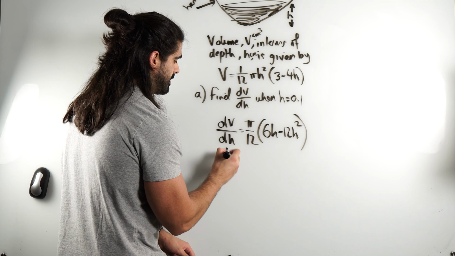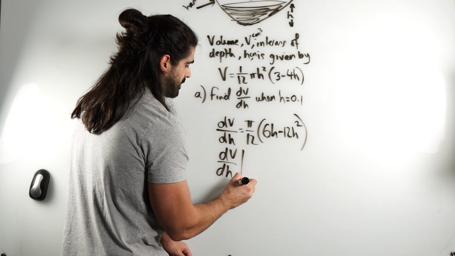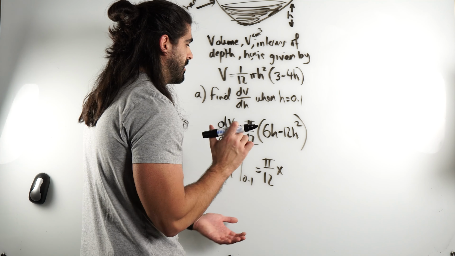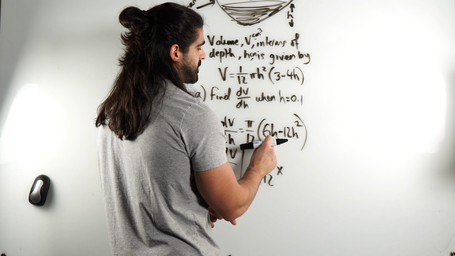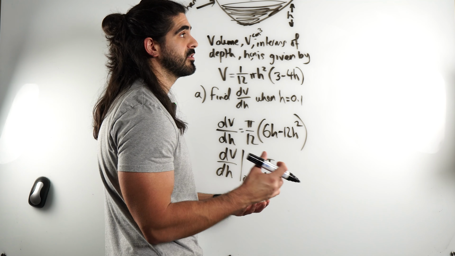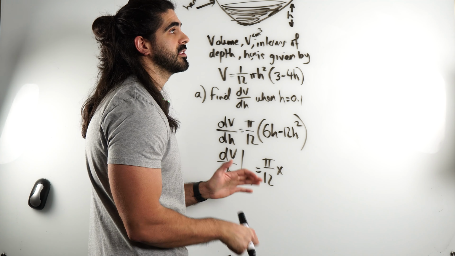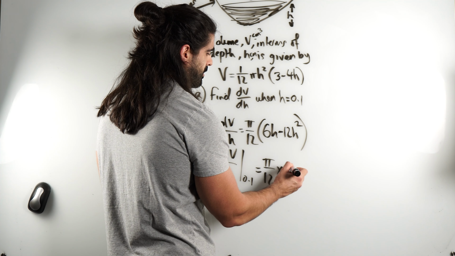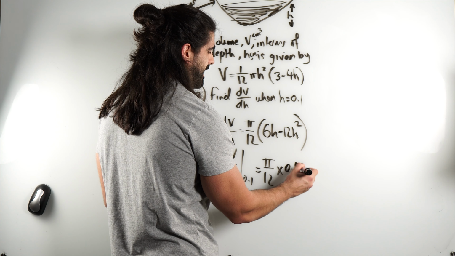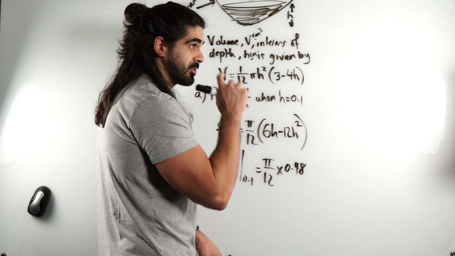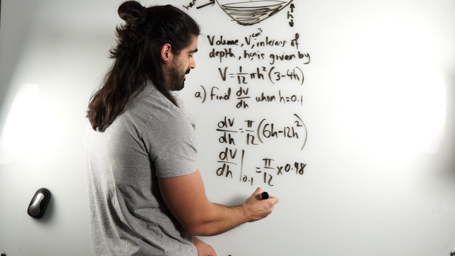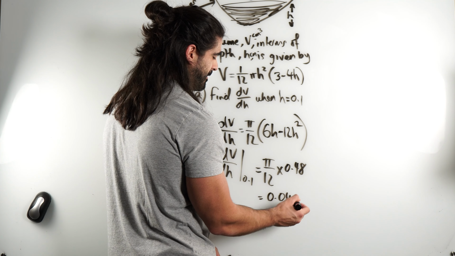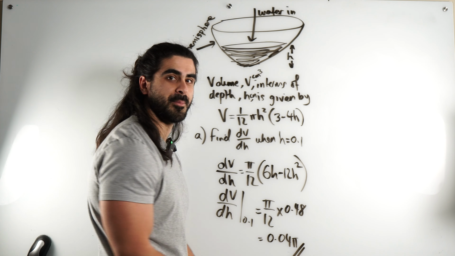Now we're just going to sub in 0.1, which is pi over 12 times, what is that? That is going to be 0.6 minus 0.12. 0.60 minus 0.12 is 0.48. So you got 0.48, and that divided by 12 is 0.04 pi.